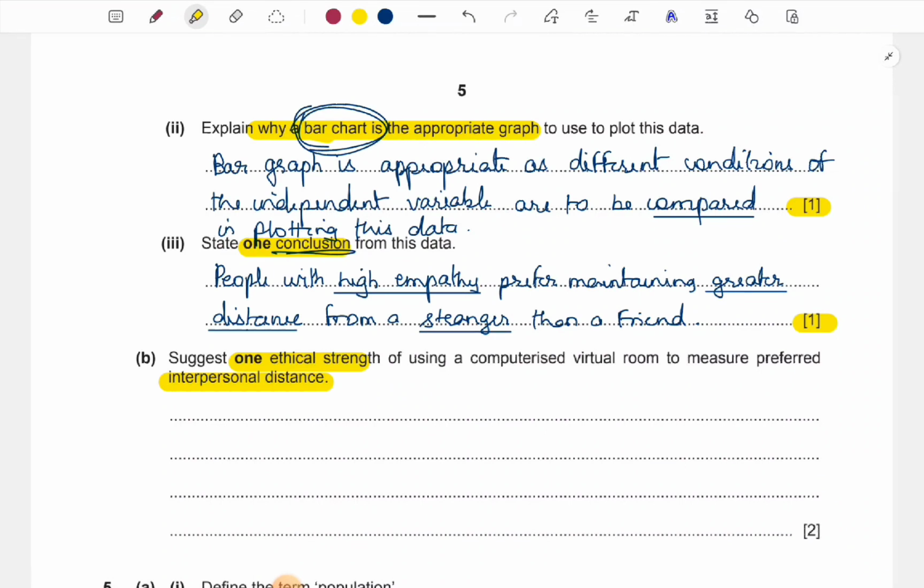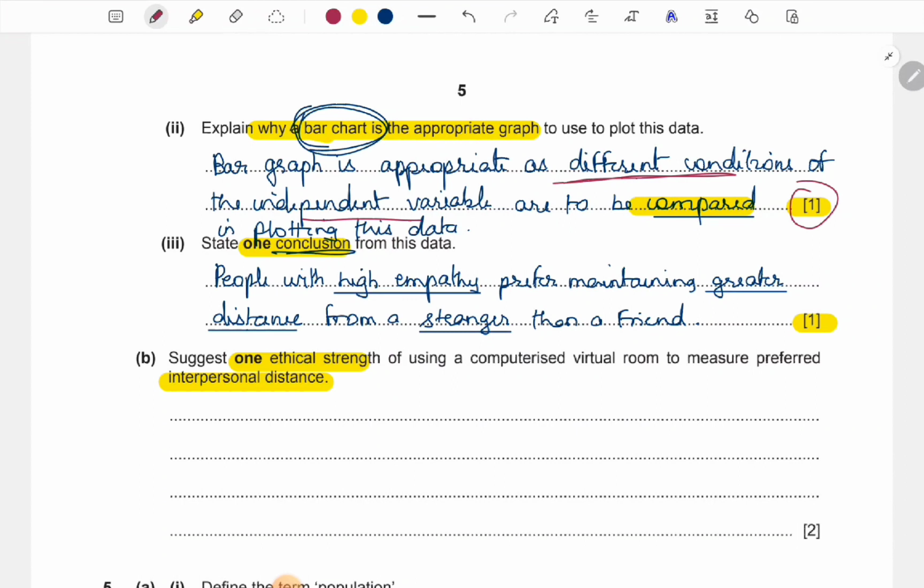I'll just explain it. Bar graph, when it is appropriate, whenever we are doing any comparison, so it is appropriate for experimental studies in the syllabus. Here we have compared different conditions of the independent variable, that is the 4 protagonists. I have not mentioned that in the answer because it is just for 1 mark. If it was for 2 marks, I would have specified which are the 4 conditions we have compared. So I have just written this as, okay, we have compared different conditions of the independent variable, and that's why we have drawn bar graph.